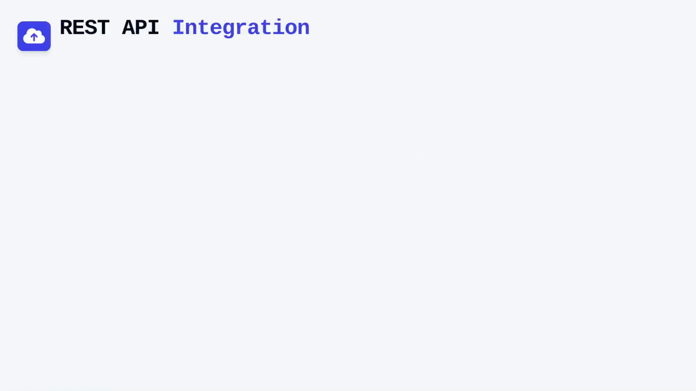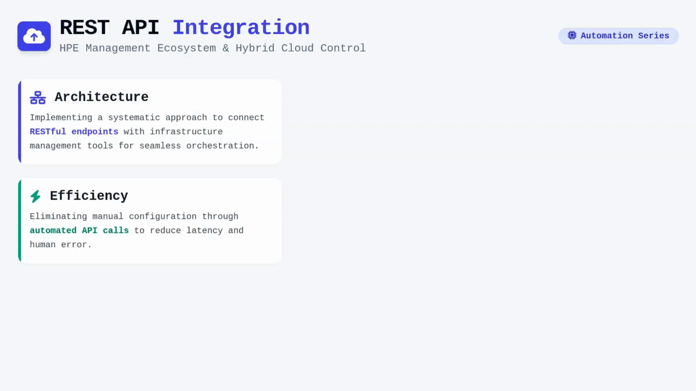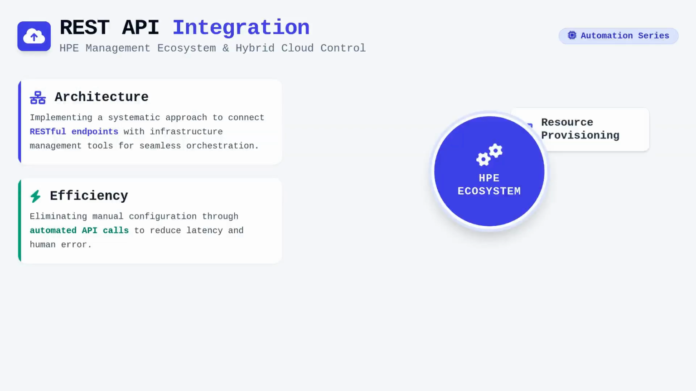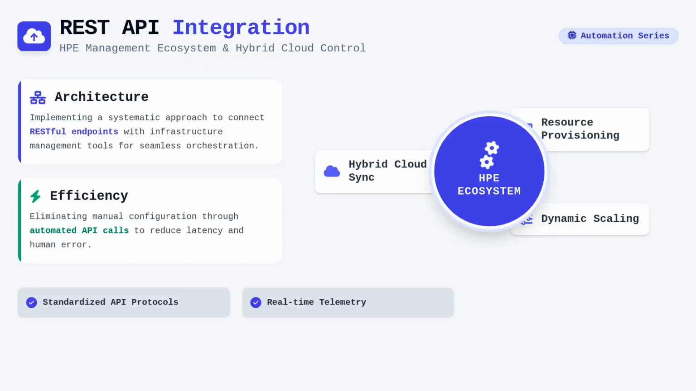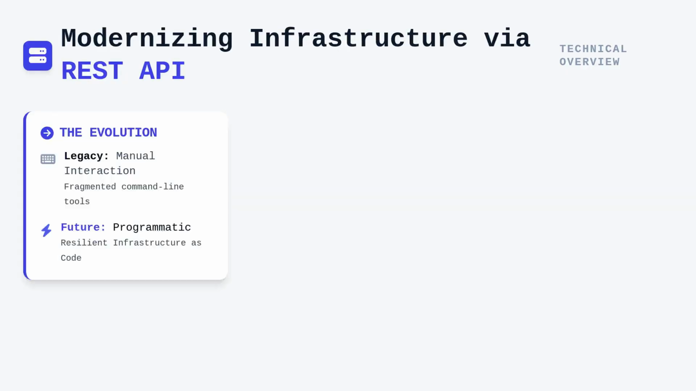Welcome back. In this session, we will examine the integration of REST APIs within the HPE management ecosystem to facilitate automated control of hybrid cloud resources. Building resilient enterprise infrastructures requires a shift from manual intervention to programmatic interaction, and the REST API serves as the primary conduit for this evolution.